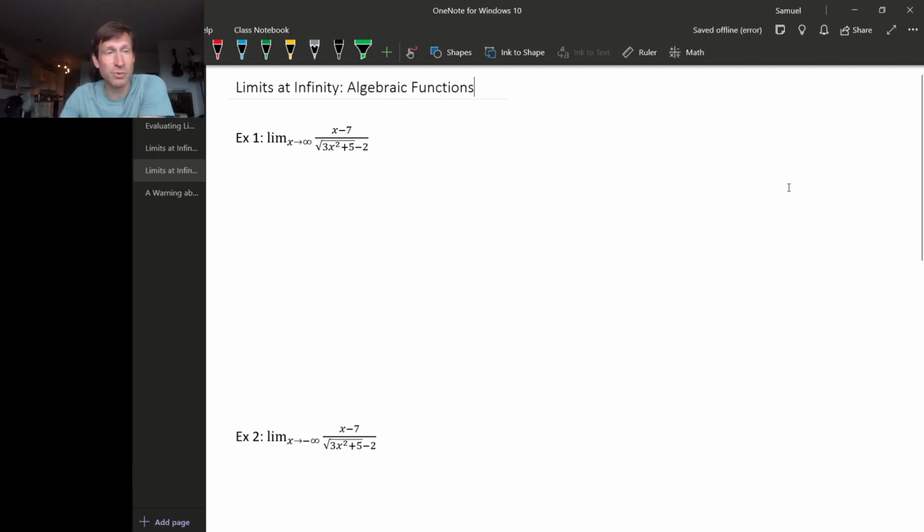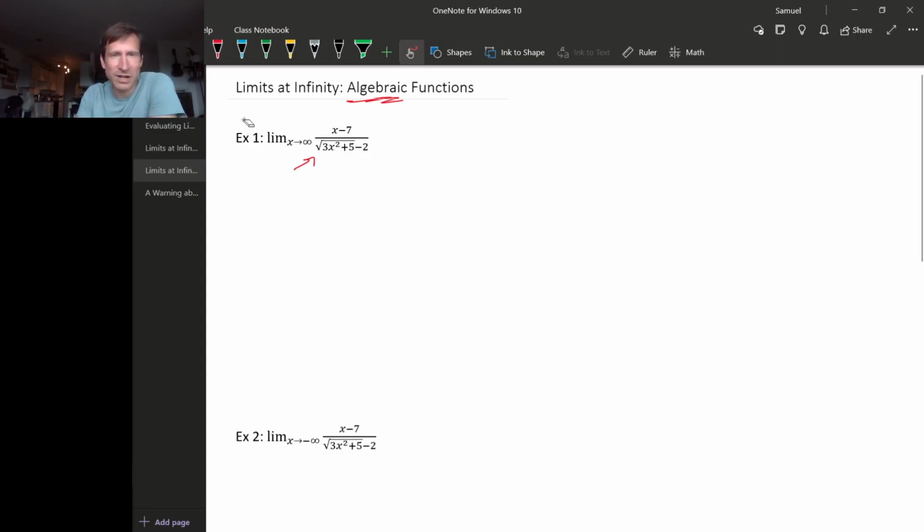Another kind of function that we can occasionally get values for limits at infinity for are algebraic functions. Algebraic functions are basically a lot like rational functions, where they're built mostly out of ratios of polynomials, except you can also have roots of any order, so square roots, cubed roots, fourth roots, and so on. So this function here, if you ignore the square root, it looks like it's a rational function, but the square root makes it algebraic instead of rational.